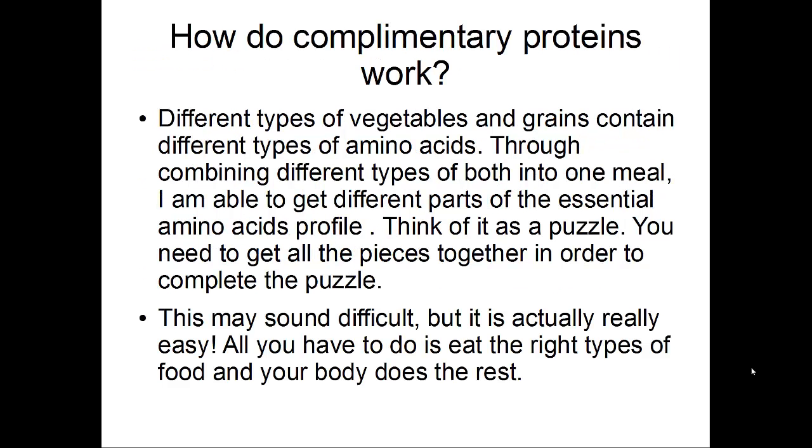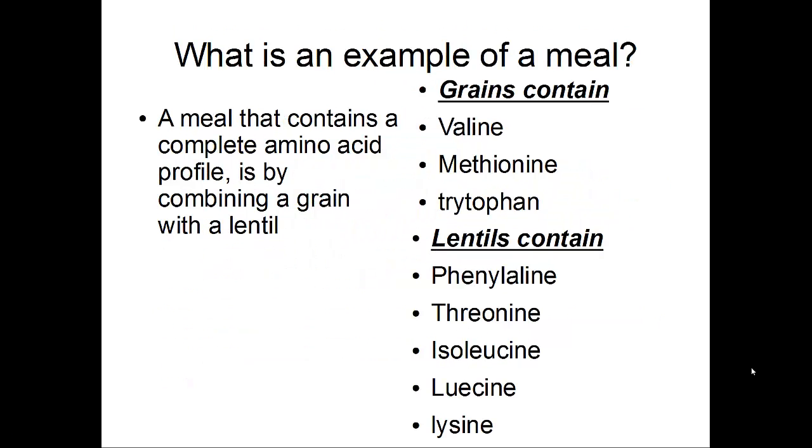How do complementary proteins work? Different types of vegetables and grains contain different types of amino acids. Through combining different types of both into one meal, I am able to get different parts of the essential amino acids profile. Think of it as a puzzle. You need to get all these pieces together in order to complete the puzzle. This may sound difficult, but it is actually really easy. All you have to do is eat the right types of food and your body does the rest.